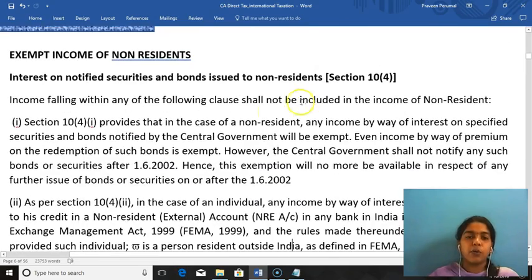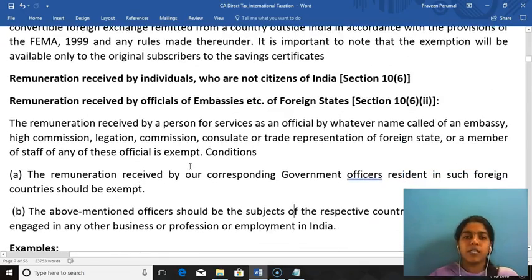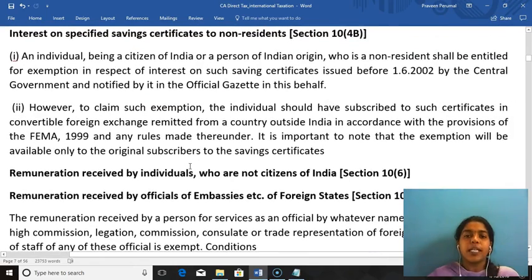We saw with regard to notified securities also the date is 1/6/2002. Similarly, here also the date is 1/6/2002. After 1/6/2002, it has not been notified by the government, and therefore the cutoff date is 1/6/2002. The individual should be either a citizen or a person of Indian origin who is currently a non-resident, and that person gets the benefit. What is the benefit? Exemption with regard to interest on specified savings certificates issued before 1/6/2002 by the central government and notified in the official gazette.